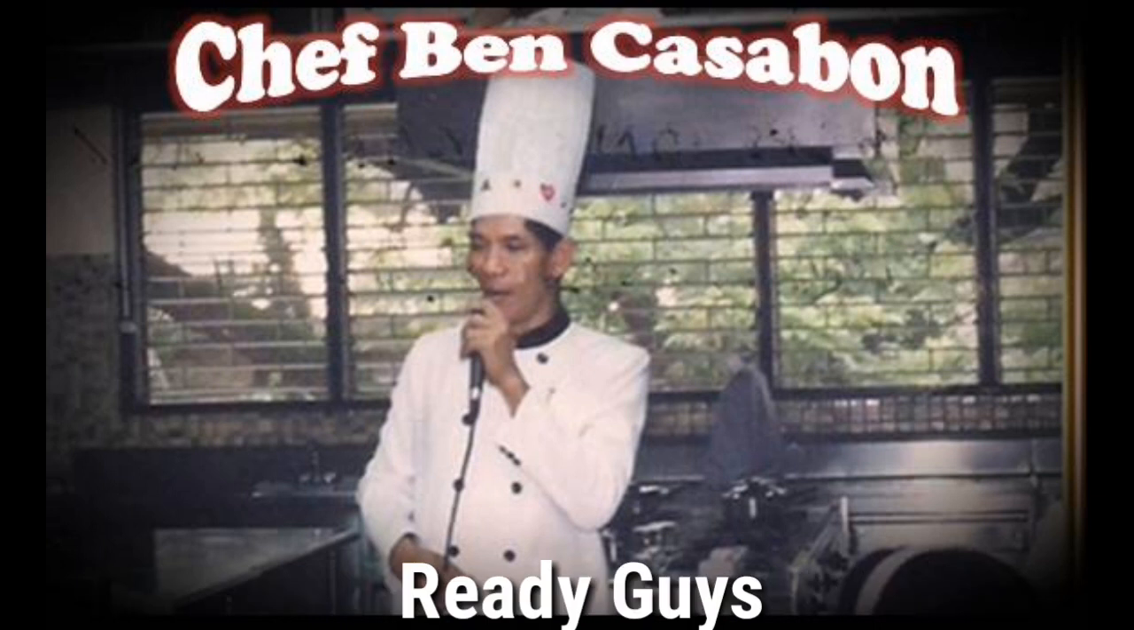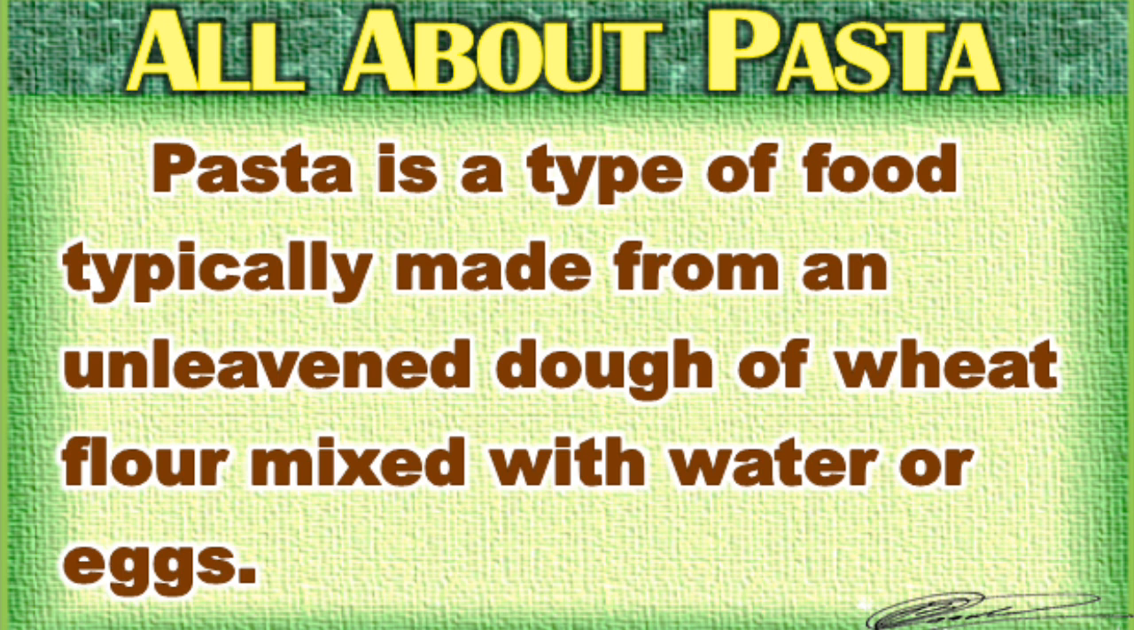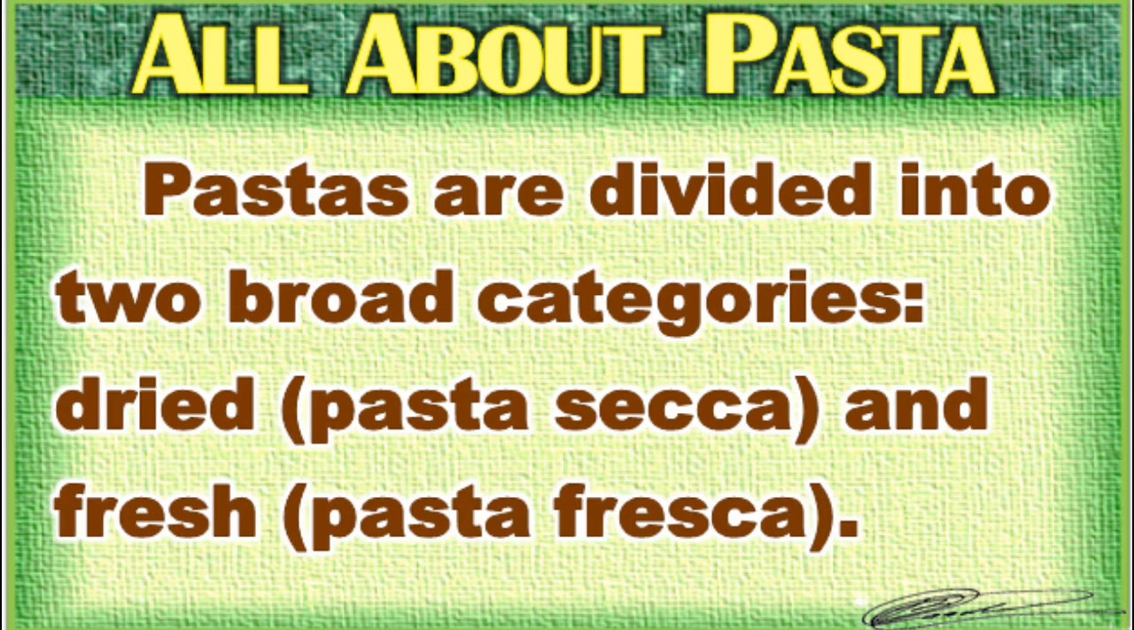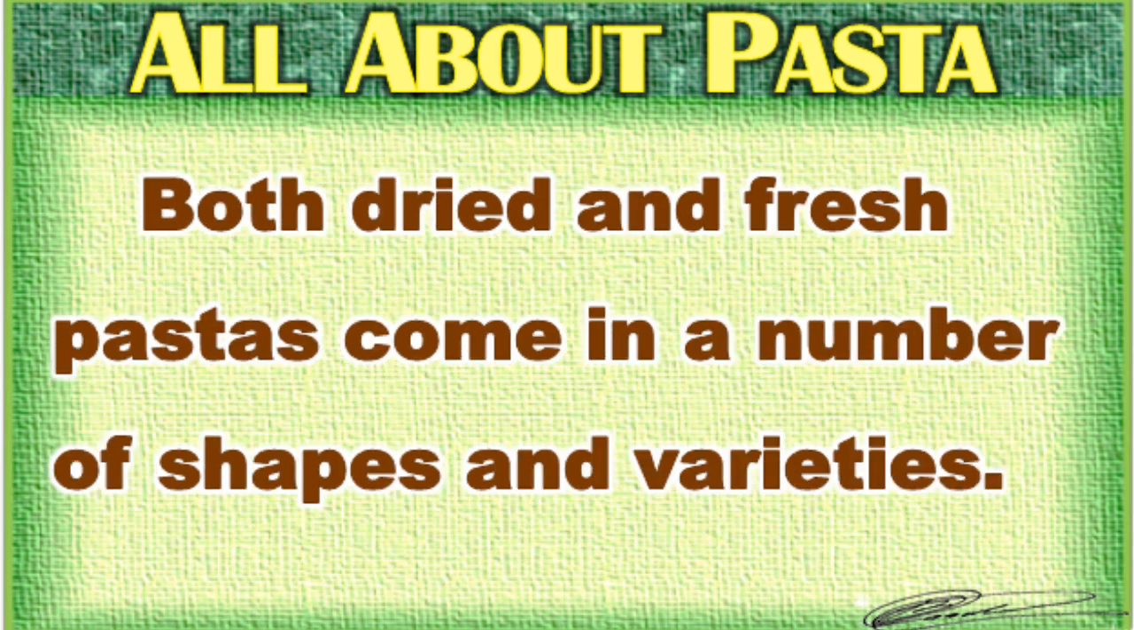Ready, guys? Let's go. Pasta is a type of food typically made from an unleavened dough of wheat flour mixed with water or eggs. It is formed into sheets or other shapes, then cooked by boiling, sautéing, or baking. Pastas are divided into two broad categories, the dried or pasta secca and the fresh, pasta fresca. Both dried and fresh pasta comes in a number of shapes and varieties.